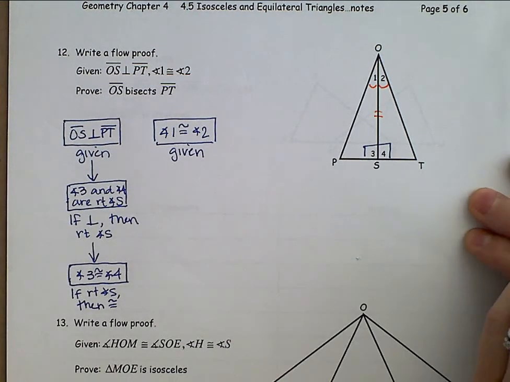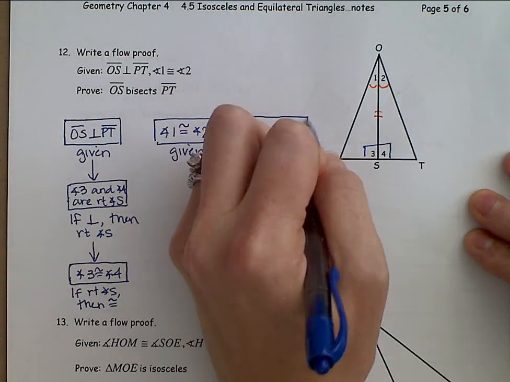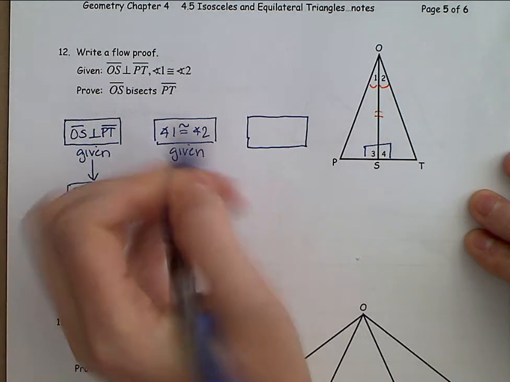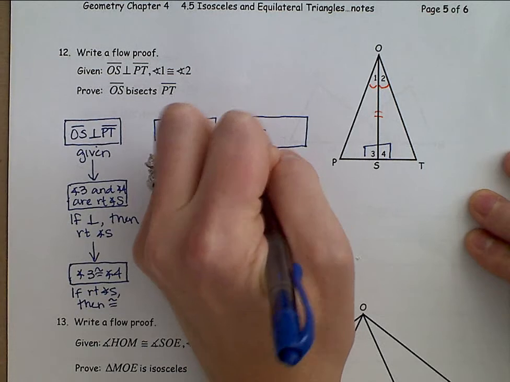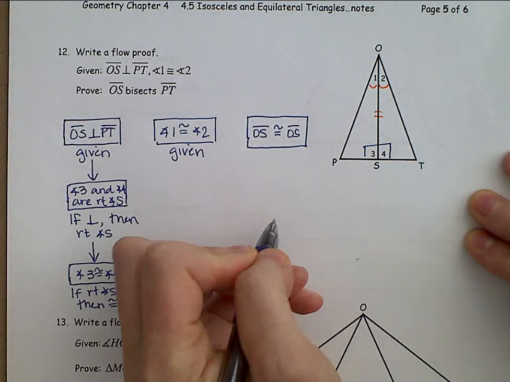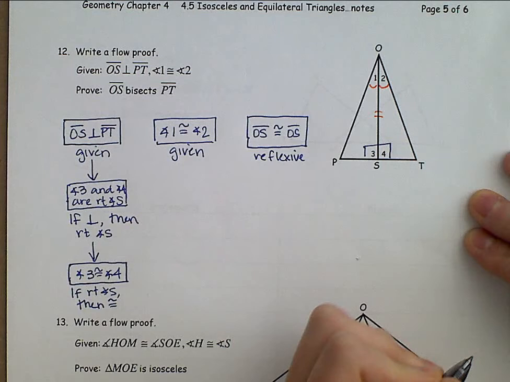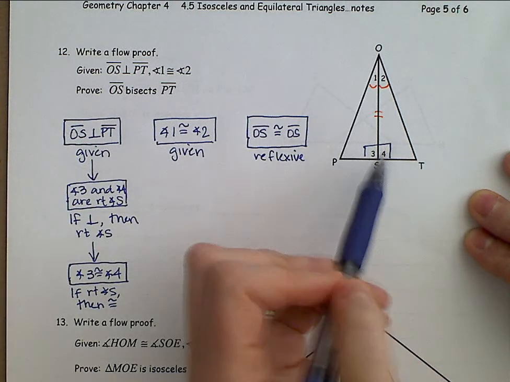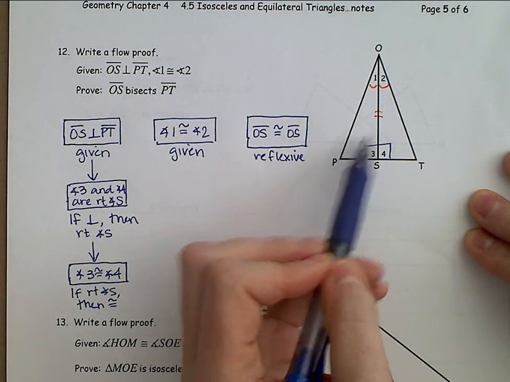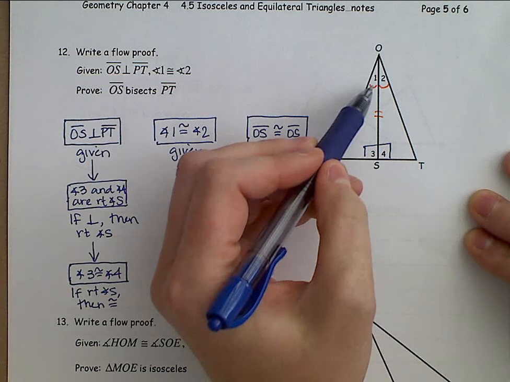Because it's something that we're pulling from the diagram, we're going to put it at the same level as our givens, so off to the right of my second box. I'm going to create this third one that says OS is congruent to OS. The reason is reflexive. Okay, at this point we have enough information to say that this triangle on the left is congruent to that triangle on the right because of angle, side, angle.